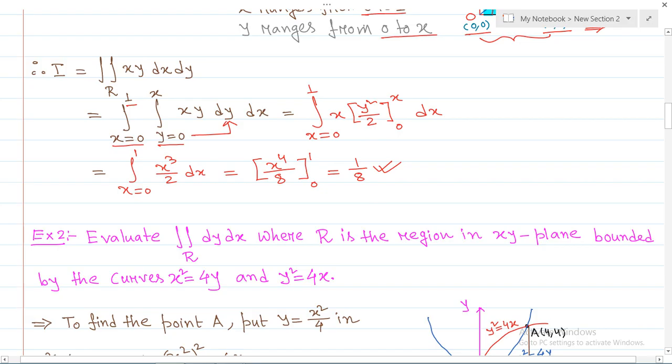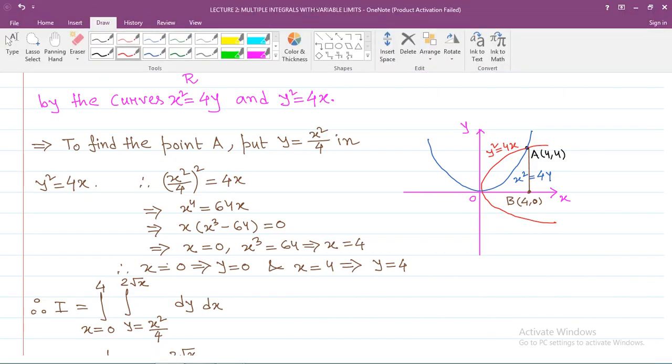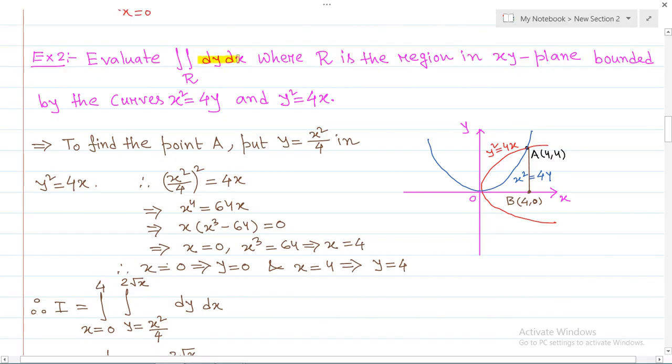Now let us come to the next problem. We have to evaluate the double integration over the region R of dy dx, where R is the region in the xy plane which is bounded by two curves, x square equal to 4y and y square equal to 4x. So x square equal to 4y is a parabola and y square equal to 4x is another parabola.